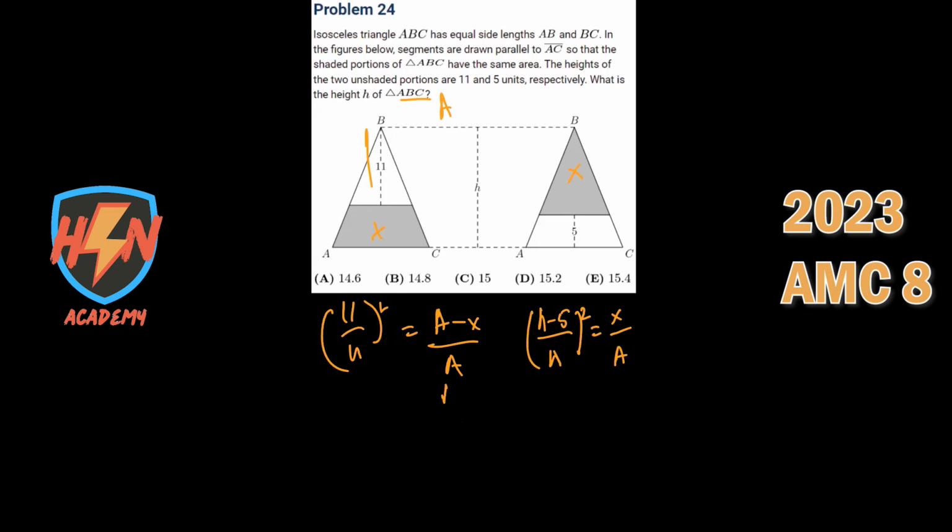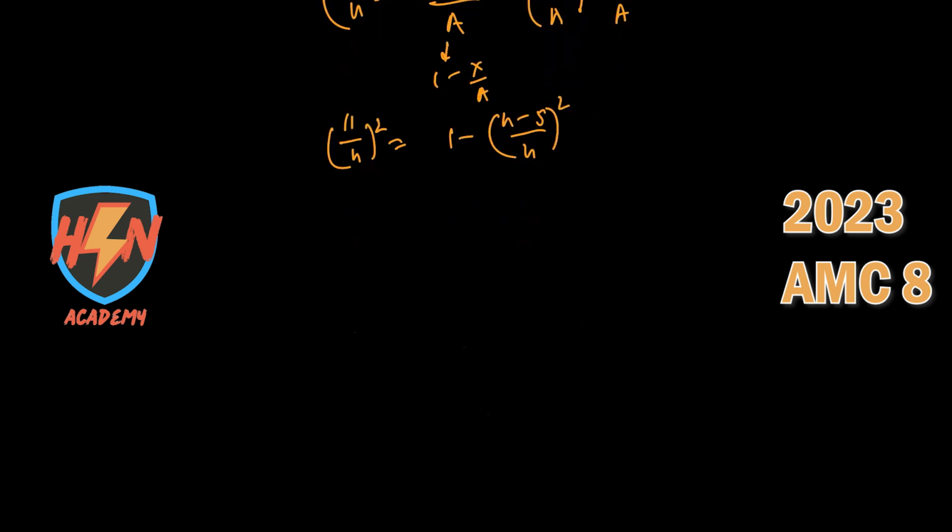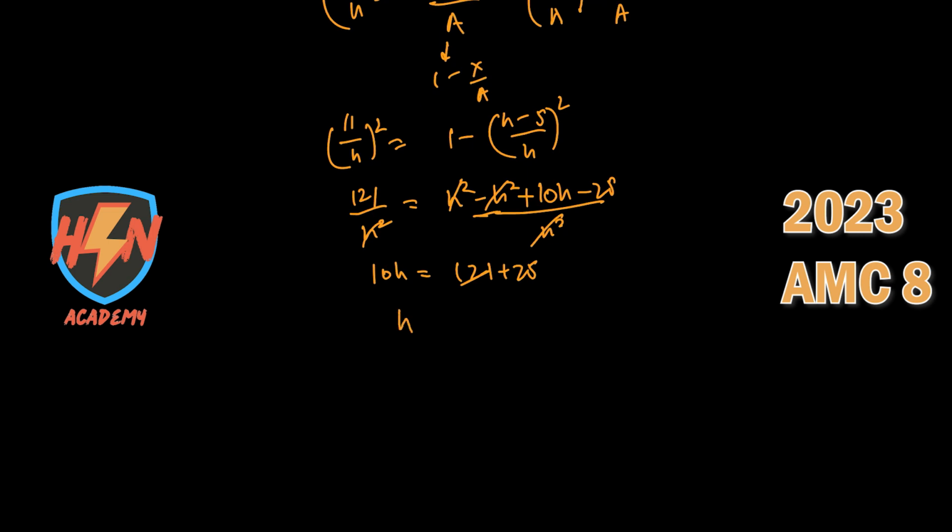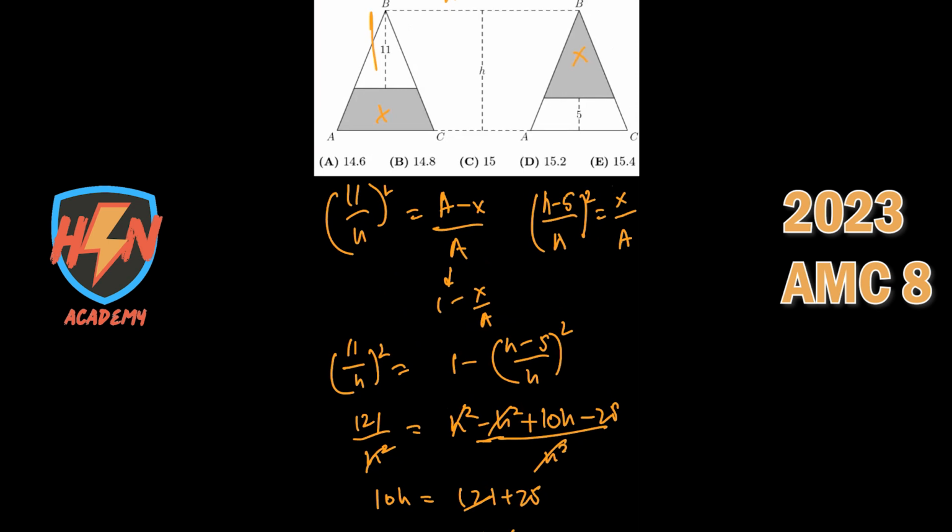Now we can simplify this as 1 minus X over A, which tells us that this 11 over H squared is equal to 1 minus H minus 5 over H squared. Now if you simplify that, this cancels out, and we get 10H equals 121 plus 25, which gives us H equals 14.6. So the answer is A.